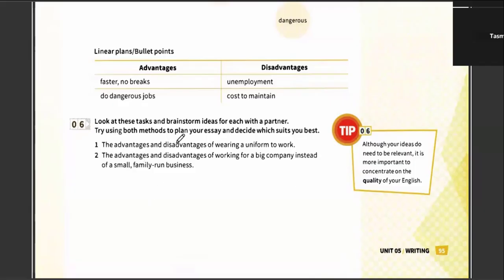So number one is the advantage and disadvantage of wearing a uniform to work. And number two is the advantage and disadvantage of working for a big company instead of a small. Okay, so I will tell you to do both in two ways. So you do number one using a mind map, and you do number two using linear plan or bullet points. Okay.